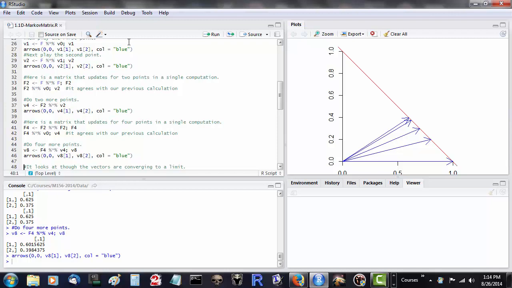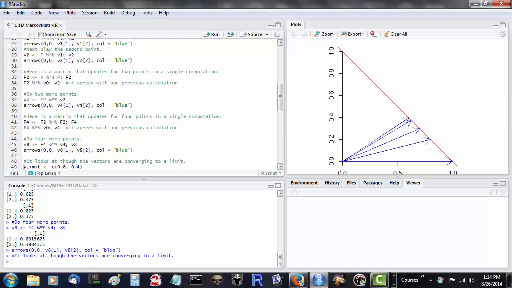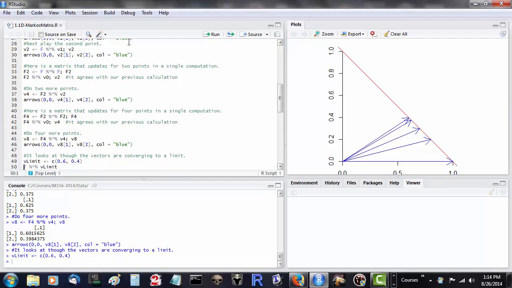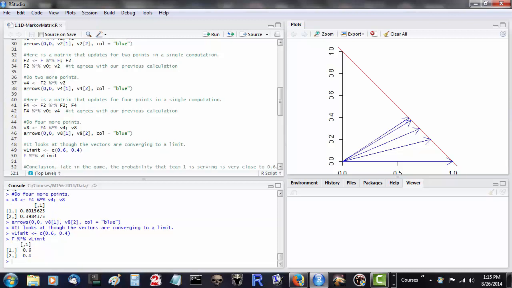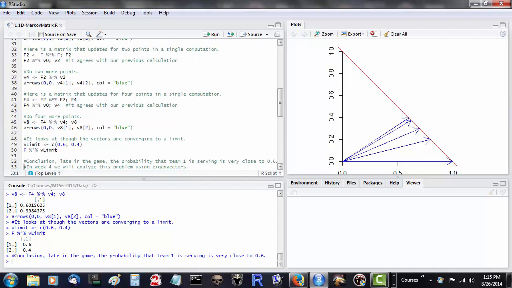And now if you looked at this, you may have made a conjecture. You may have said to yourself, it looks as though those blue vectors are converging to something, that there's some limiting vector. And in fact, if you look at the numbers, you might guess that that limiting vector is 0.6, 0.4. An interesting way to check that is to ask, suppose we had those probabilities, what would be the effect of 1 more point? Multiply by F, and the answer is the vector stays the same. That means that late in the game, we expect that the probability that Team 1 is serving will be 0.6.